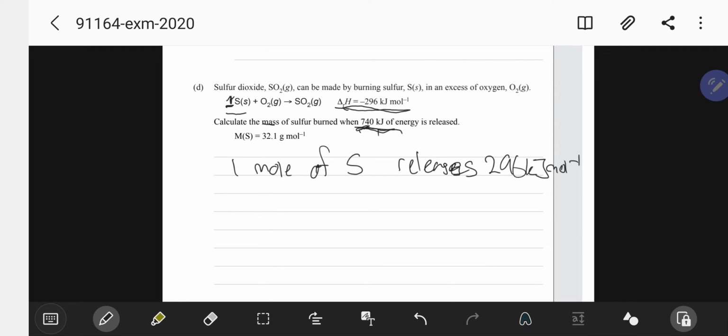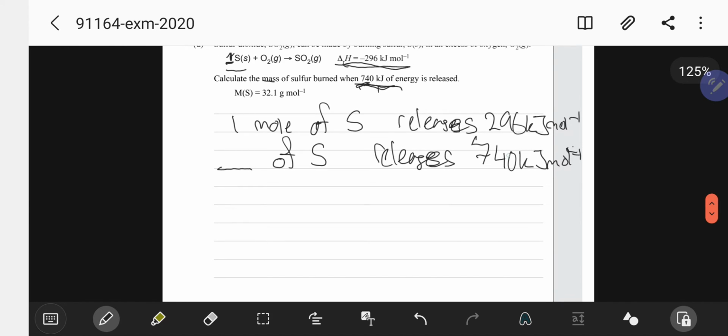Now we're figuring out how many moles of sulfur release 740 kilojoules of energy. So what we can do is divide 740 by 296. So 740 over 296 gives us 2.5 moles.